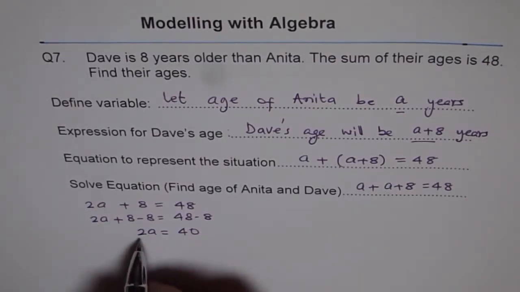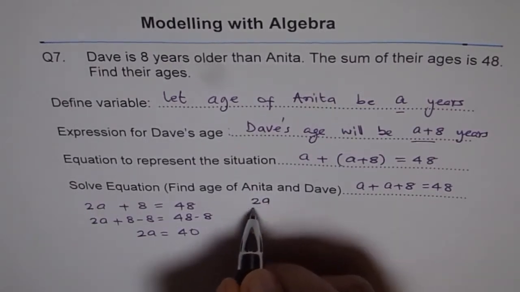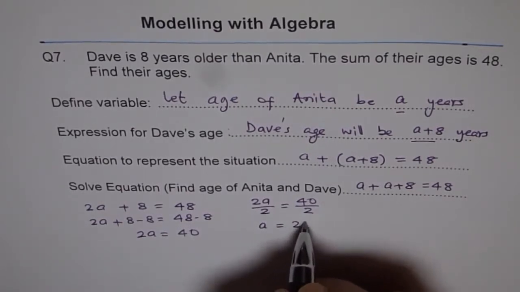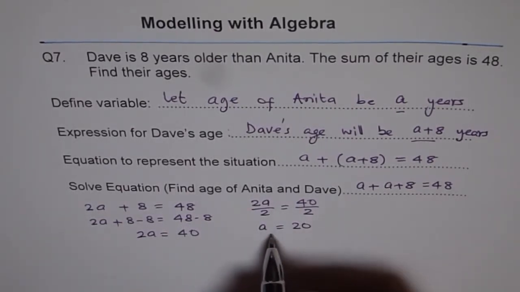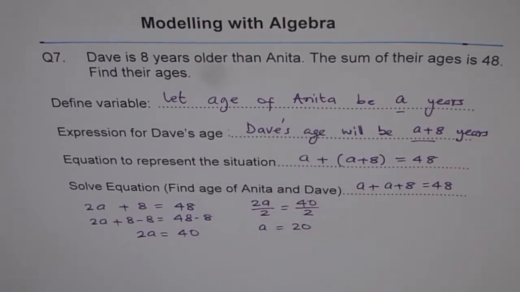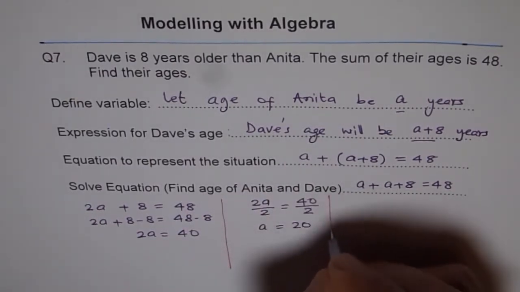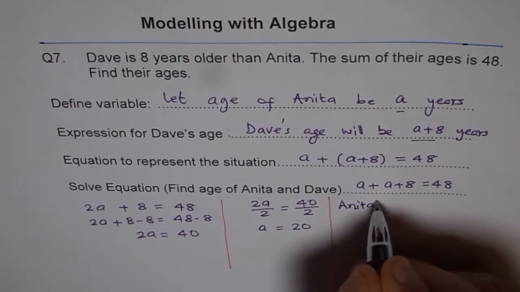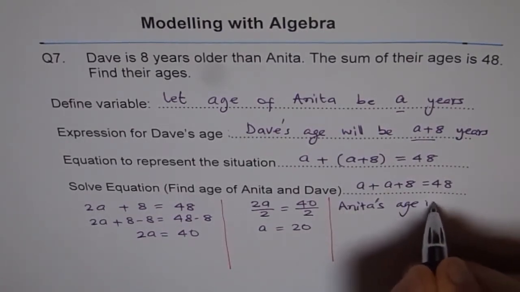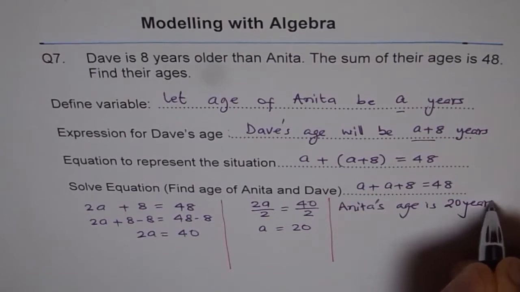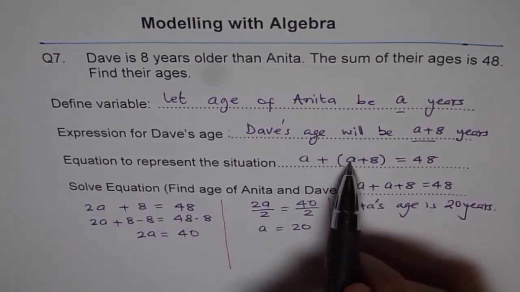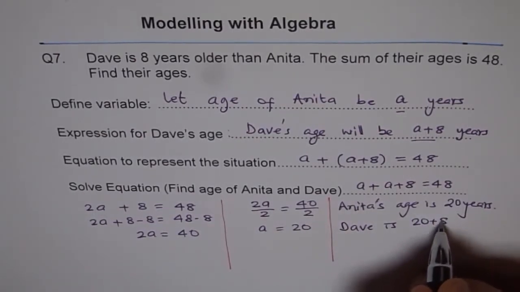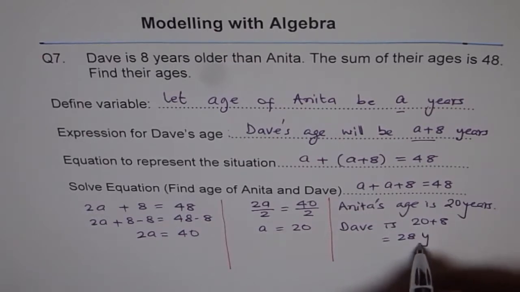To get A, we need to divide by 2. So 2A divided by 2 equals 40 divided by 2, or A equals 20. Now we know A. So A means Anita's age, and therefore we can write down our answer, right? So we can say Anita's age is 20 years. How about Dave's? Dave is 20 plus 8, that is 28 years.